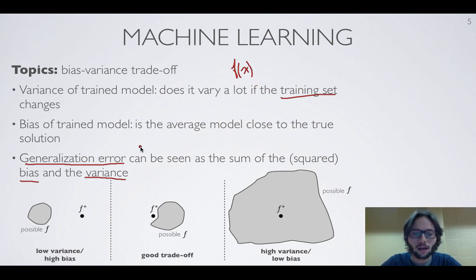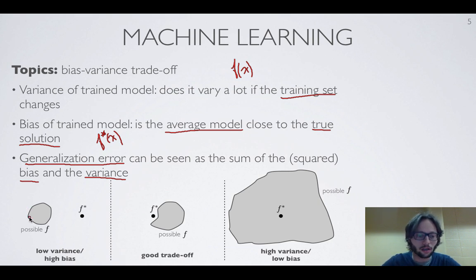The bias will instead be to what extent the average model I would be getting by changing the training set, and so sampling many different training sets, would be close to the true solution of my learning problem, that is the true function which I could call f star of x, the true function which really has generated these training samples and is behind any new test example I would encounter and have to do predictions on.